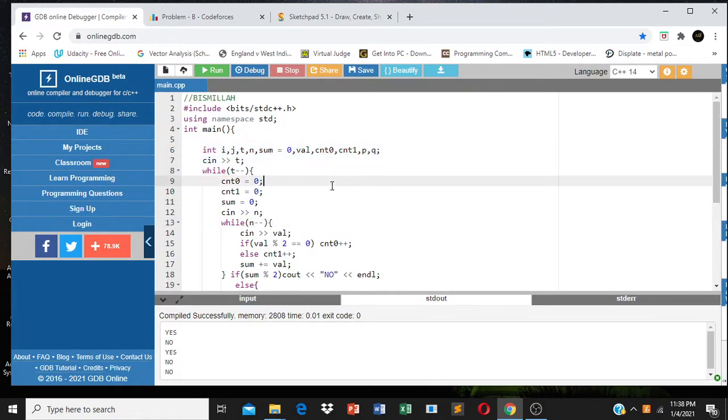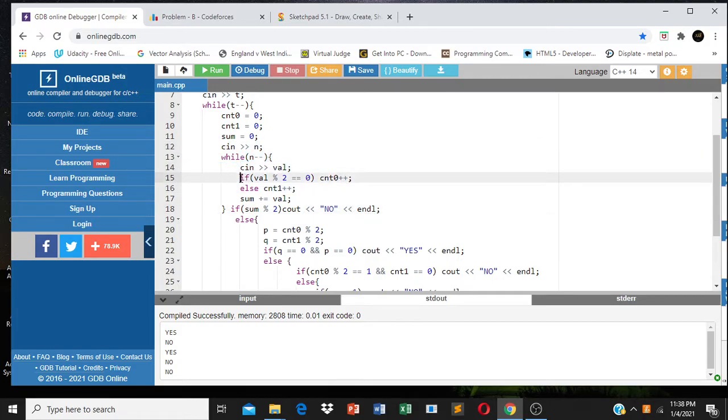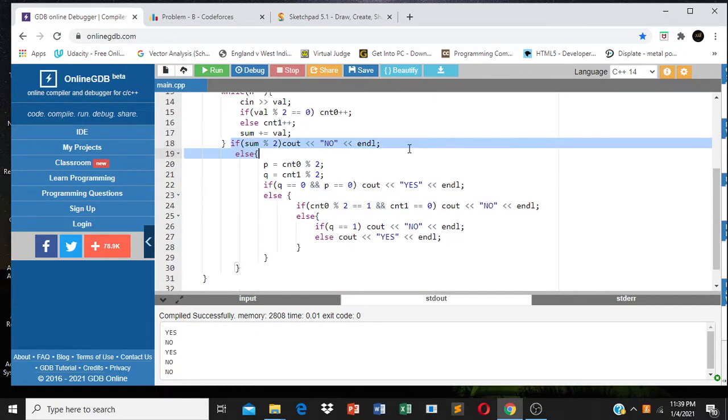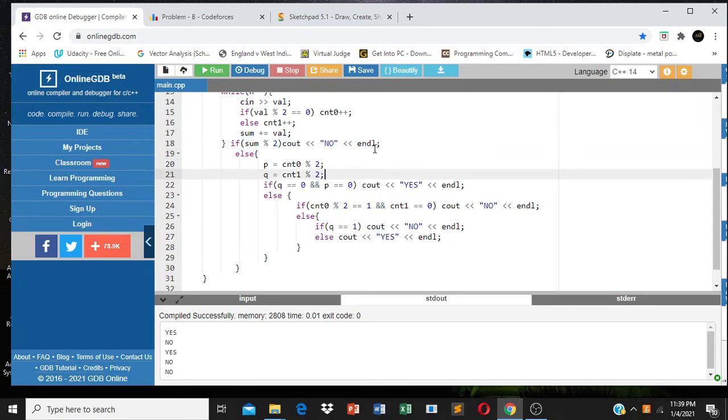So we took t, we took n, and the values, whether they're odd or even. I'm counting the even values and also the odd values, and I'm summing the values. If the sum is odd, I told you it's not possible. I showed you with an example. And if it's even, then there are some possibilities.